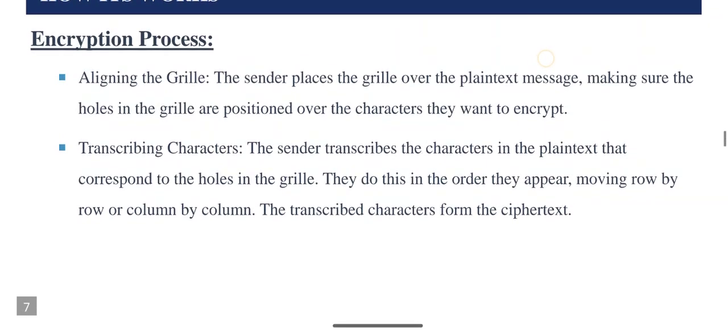Encryption process. Aligning the grill. The sender places the grill over the plaintext message, making sure the holes in the grill are positioned over the characters they want to encrypt. Transcribing characters. The sender transcribes the characters in the plaintext that correspond to the holes in the grill. They do this in the order they appear, moving row by row or column by column. The transcribed characters form the ciphertext.